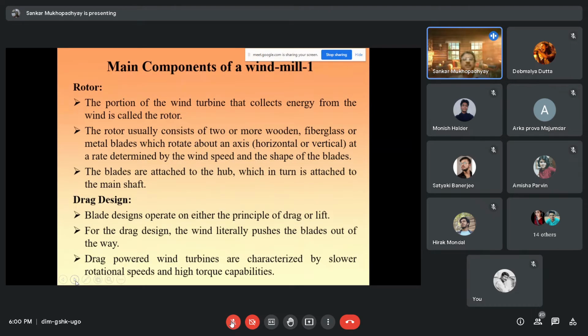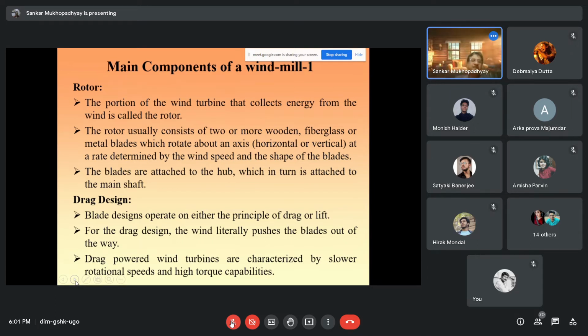Main components of a windmill: rotor. The portion of the wind turbine that collects energy from the wind is called the rotor. The rotor usually consists of two or more wooden, fiberglass, or metal blades which rotate about an axis, horizontal or vertical, at a rate determined by the wind speed and the shape of the blade. The blades are attached to the hub, which in turn is attached to the main shaft.